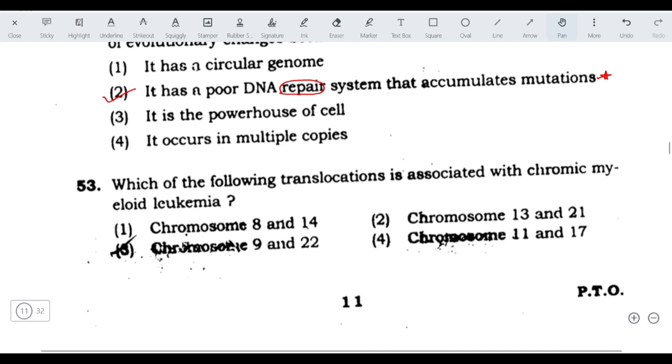This question: which of the following translocations is associated with chronic myeloid leukemia? The correct answer is chromosomes 9 and 22. These are also known as the Philadelphia chromosome, right?